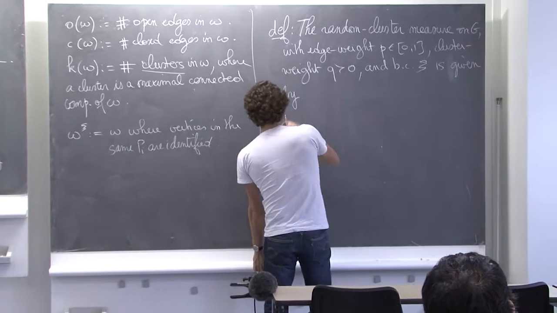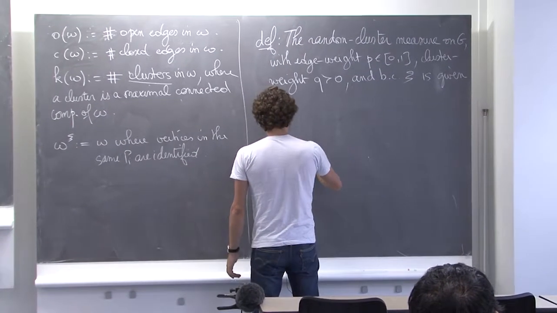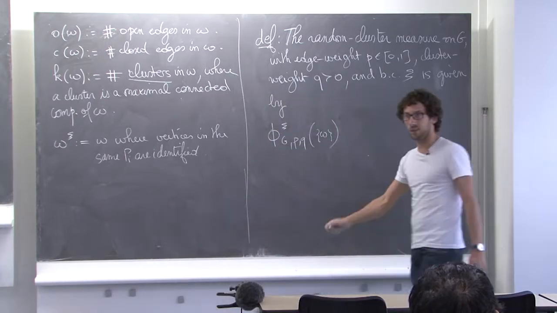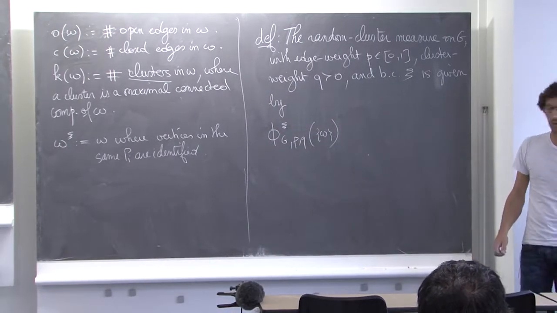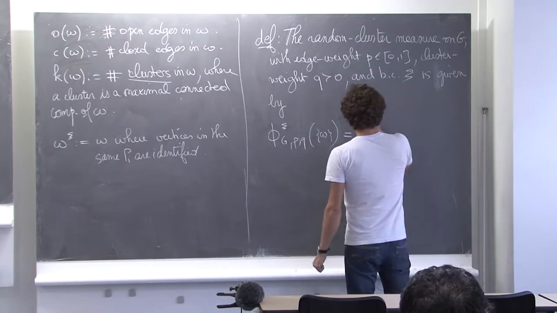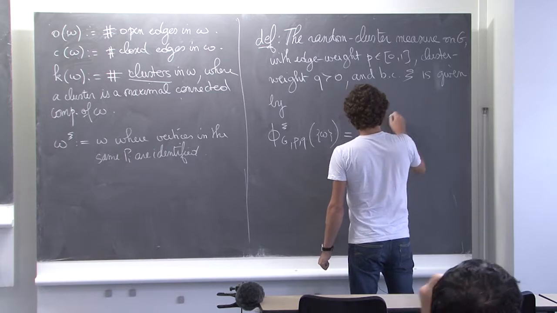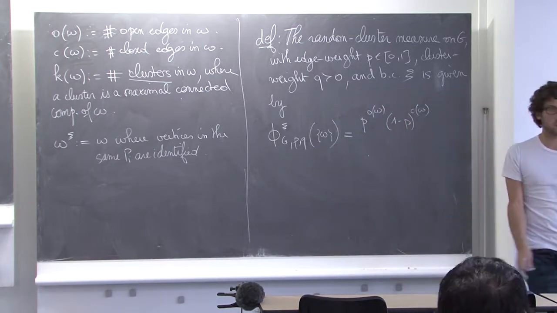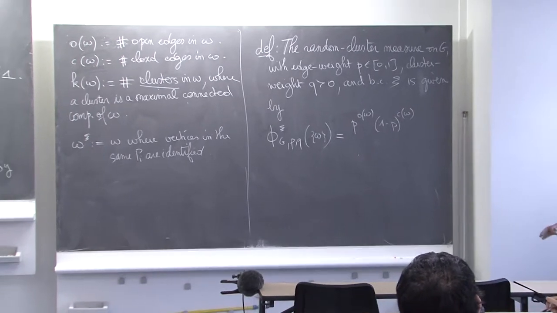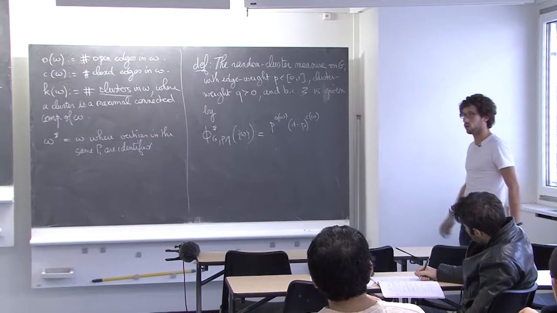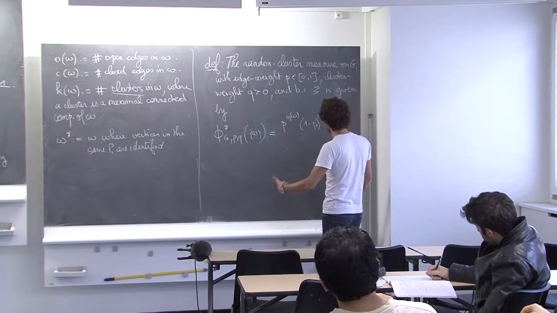So the probability of a configuration, I'm going to define it by just defining what it is equal to on a configuration. So the probability of a configuration is going to be p to the number of open edges, 1 minus p to the number of closed edges. So far, what is it? If I just write that, this is Bernoulli percolation. I'm just saying every edge is open or closed with probability p and 1 minus p.